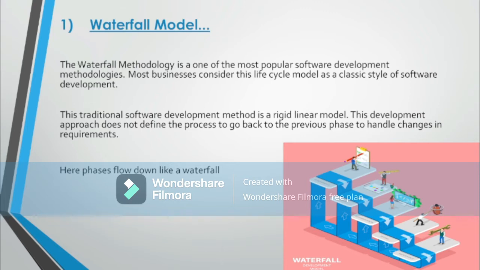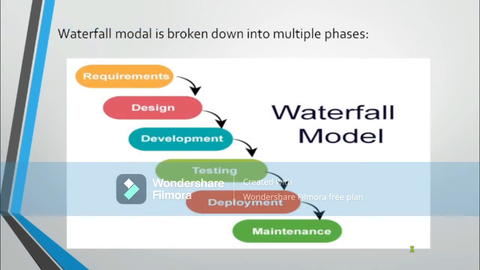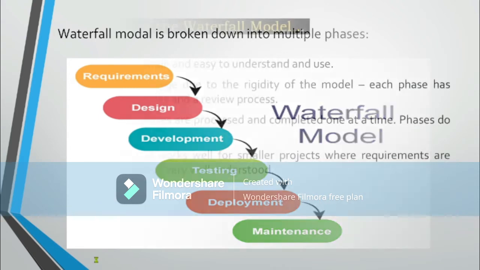This traditional software development method is a rigid linear model. This development approach does not define a process to go back to the previous phase to handle changes in requirements. This is the waterfall model, and you can see it flows down like a waterfall. Waterfall has multiple phases: requirements, design, development, testing, deployment, maintenance. These are the main phases.